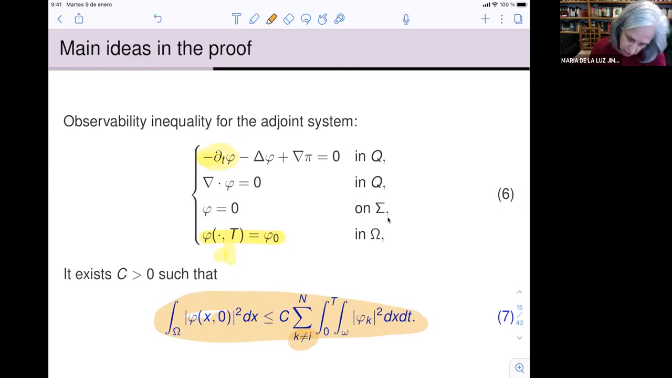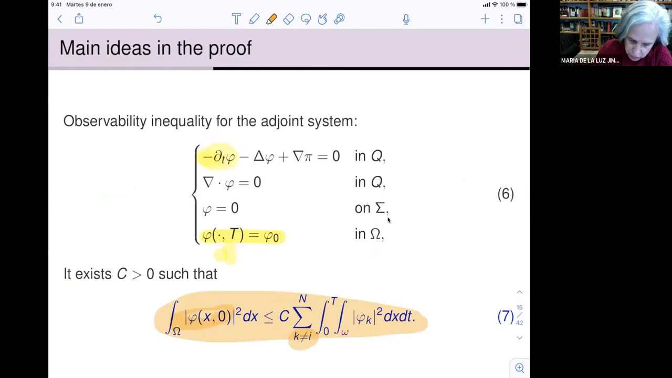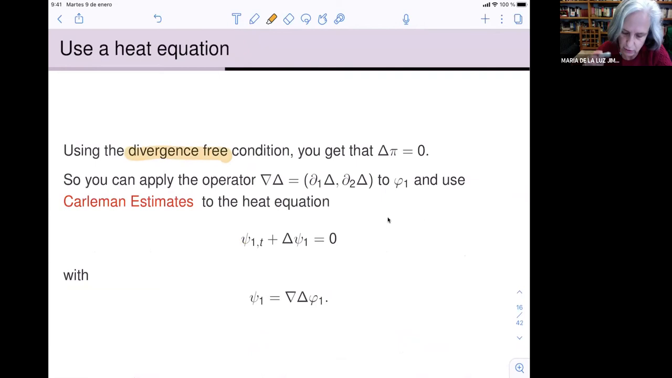So the idea from Coron, Guerrero is to prove this observability inequality, and to do this they use the divergence free condition. So you have here a pressure. This is always a problem when working with the Stokes or Navier-Stokes, okay? The thing is that using the divergence free condition, you have that the Laplacian of the pressure is equal to zero.